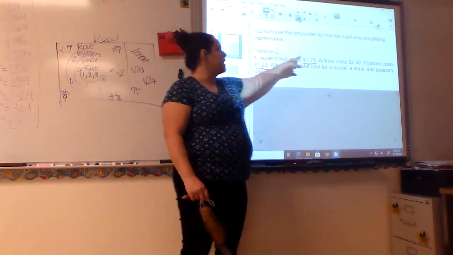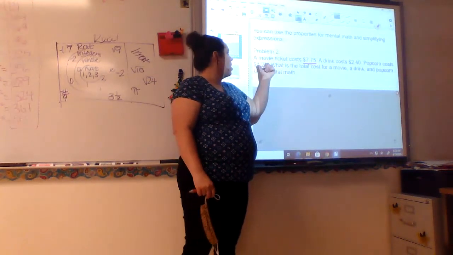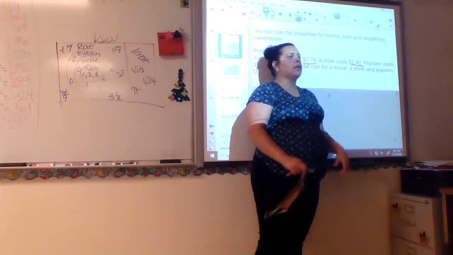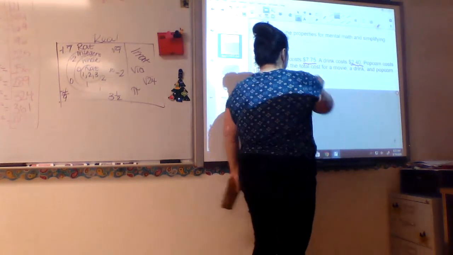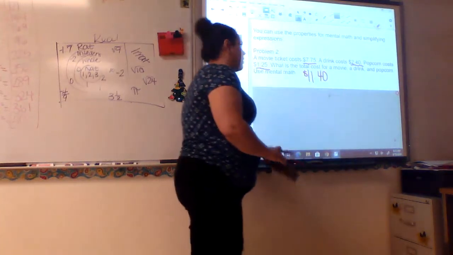So 25 cents makes this $8, right? And then $1 more makes $9. And then 9 plus $2.40 is $11.40. If you use your calculator on your homework to check yourself, that's totally fine. I won't know.